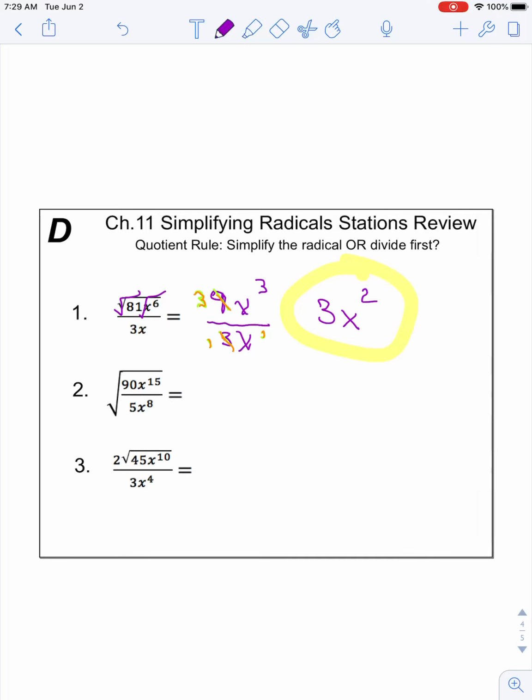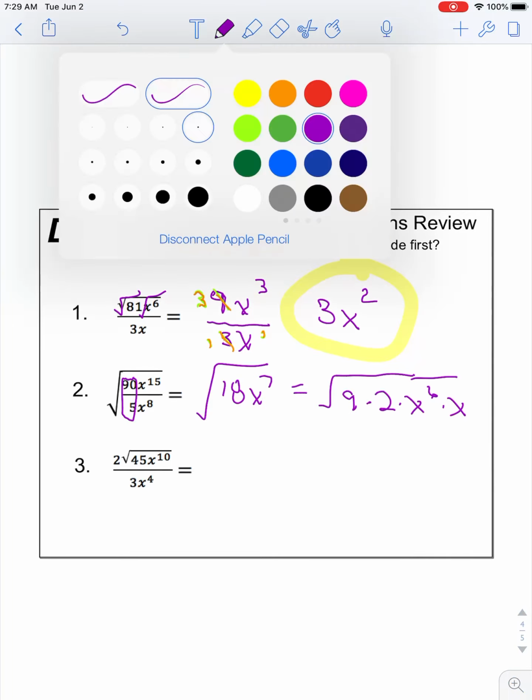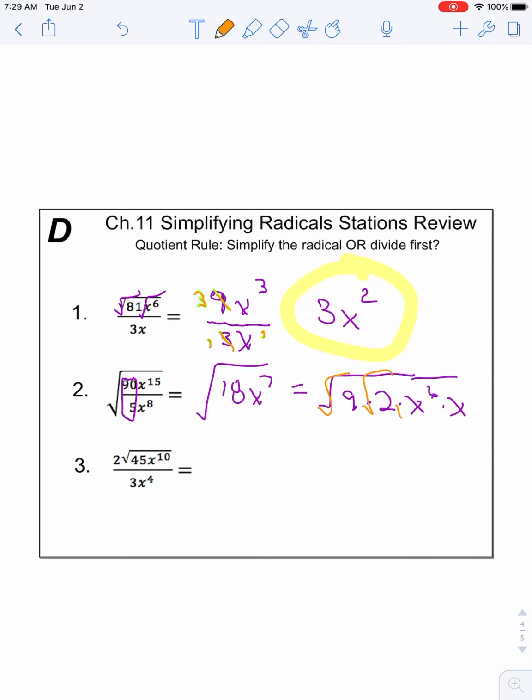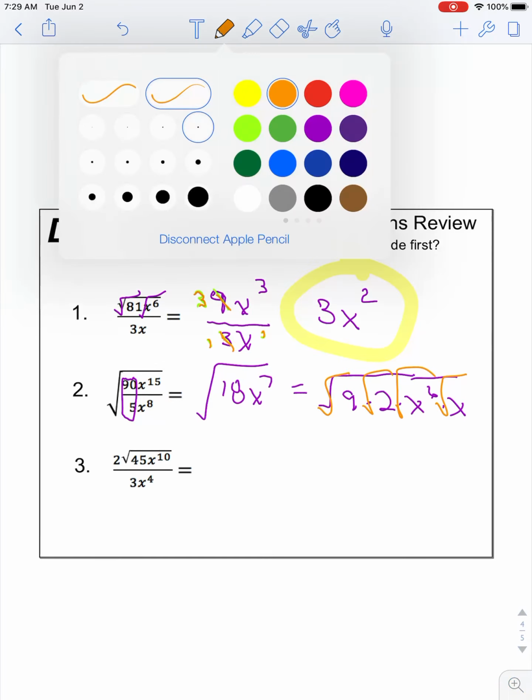Okay, next one. Now both the numerator and denominator are underneath. So if I take 90 and I divide it by 5, that gives me 18 for the number part. And then I take x to the 15th over x to the 8th, I subtract those exponents, I get x to the 7th. But now there are perfect squares underneath there. So 9 is a perfect square, 9 times 2, and for the variables, this is going to be x to the 6th and x.